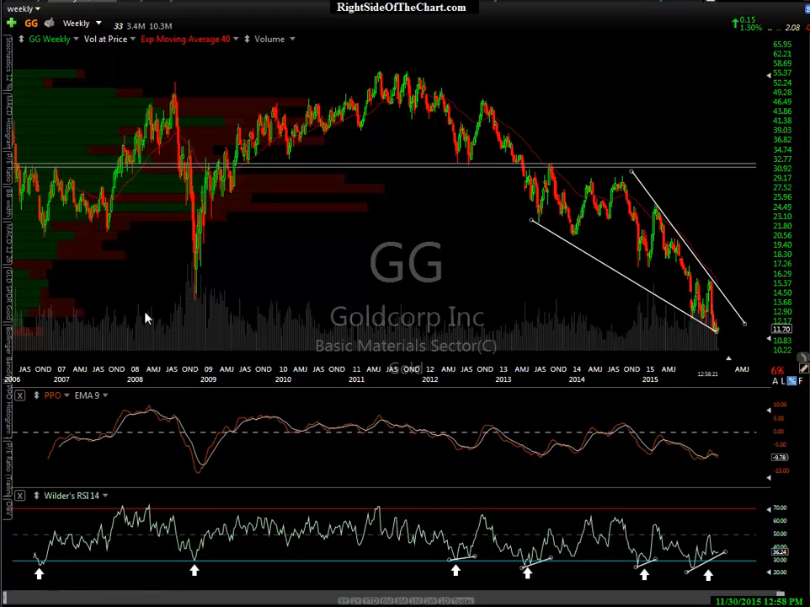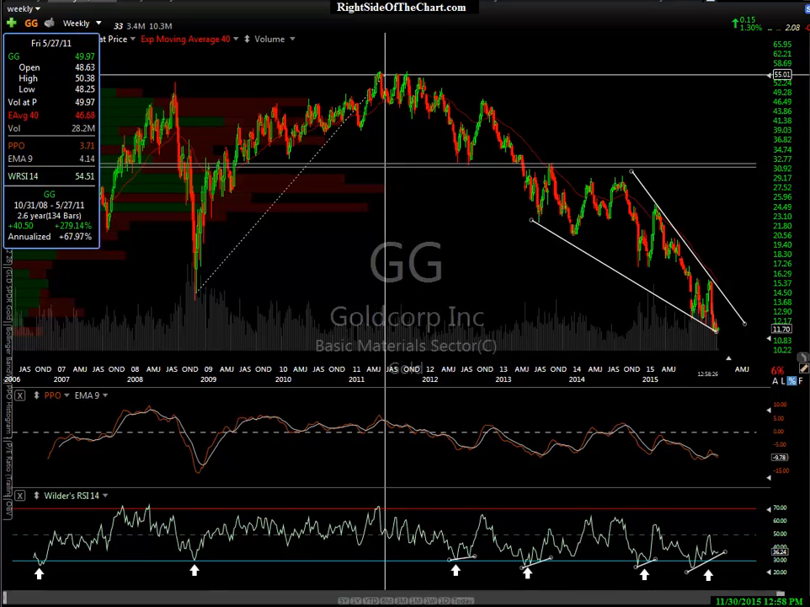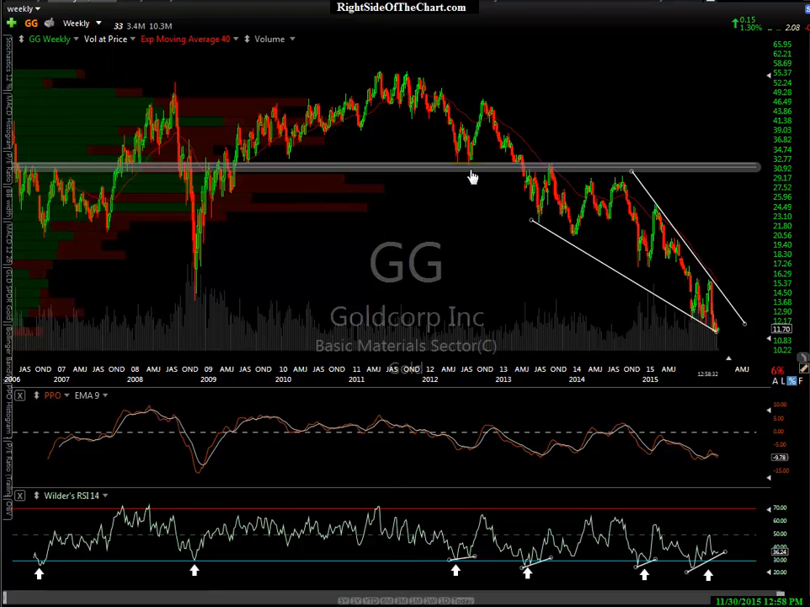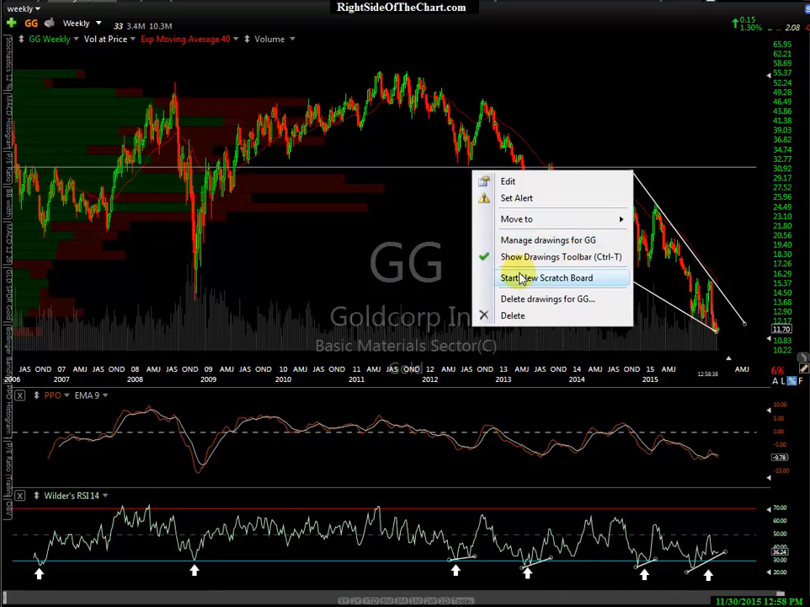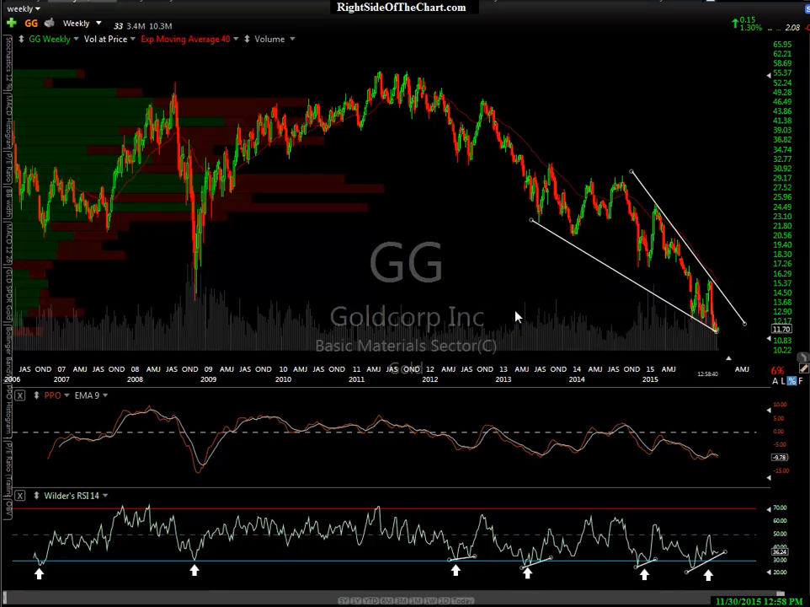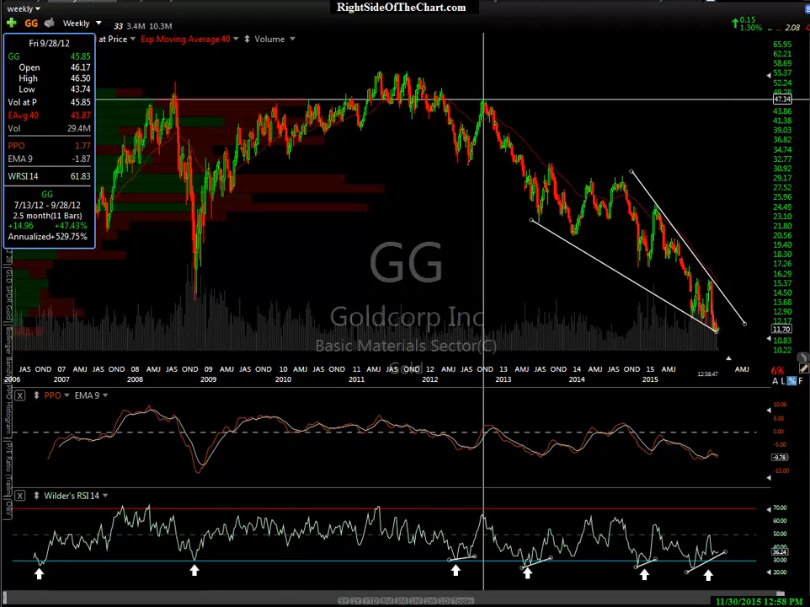The next time we became oversold was right here, and that led to a multi-year run of about 280%. So you get the point. Even the smaller ones. Let me clear these trend lines and take a look here. Even some of the smaller ones like this, and this was a divergent low, it may not seem like much on this chart, but there's about a 47% rally.